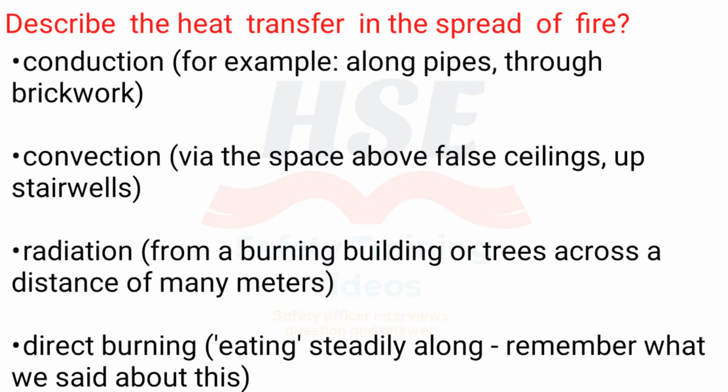Describe the heat transfer in the spread of fire. Conduction, for example, along pipes, through brickwork. Convection, via the space above false ceilings, up stairwells. Radiation, from a burning building or trees across a distance of many meters. Direct burning, eating steadily along. Remember what we said about this.